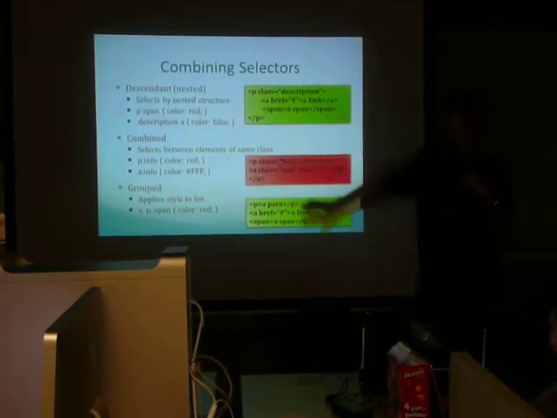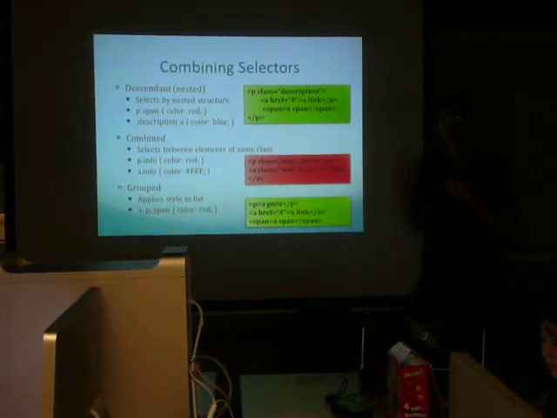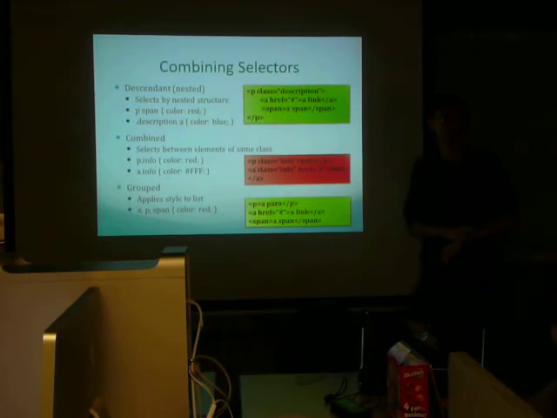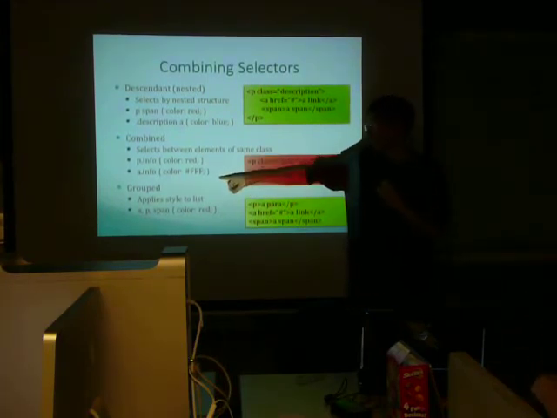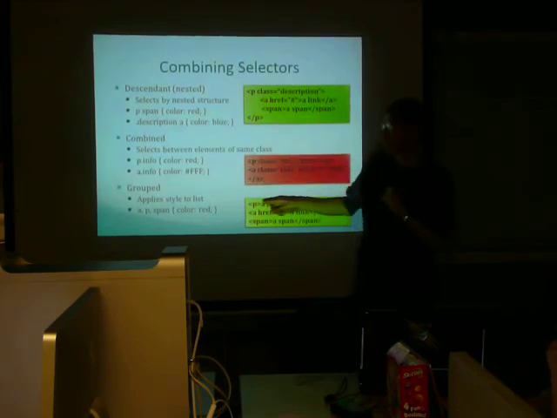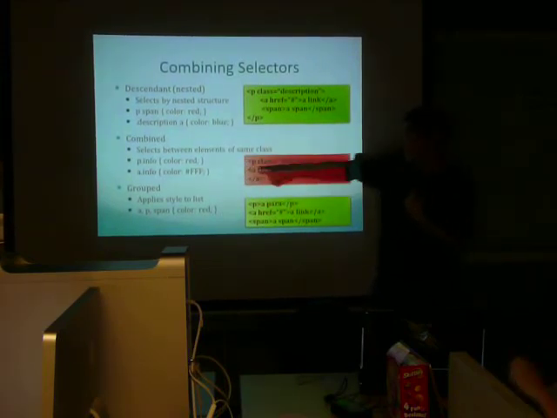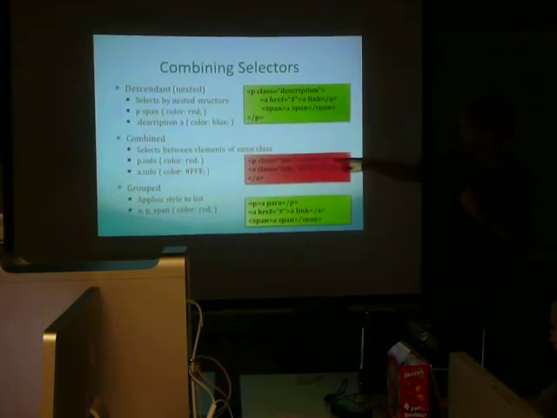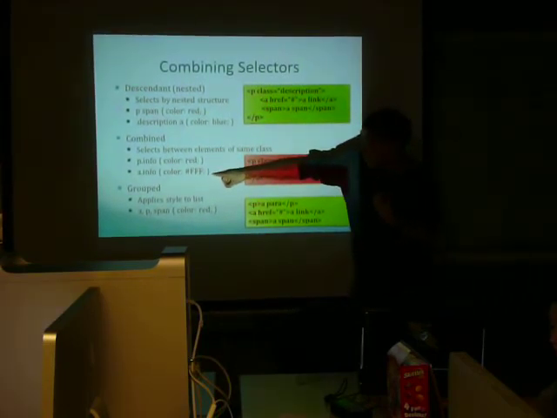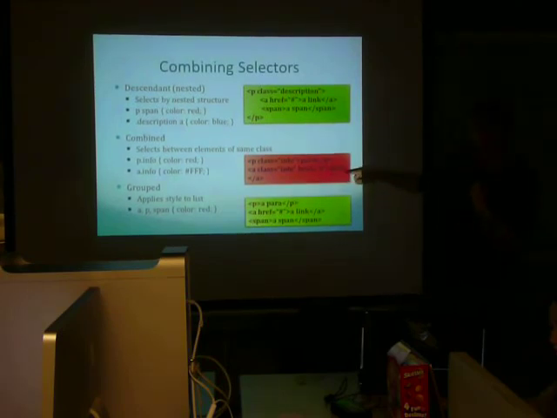Notice that you can't put an A element and a P element together, because something can't be two elements. If I wanted A's that are class info, I would do A dot info. And so you notice that this first style, P dot info, only applies to this first line. And the second style, A dot info, only applies to the second line.